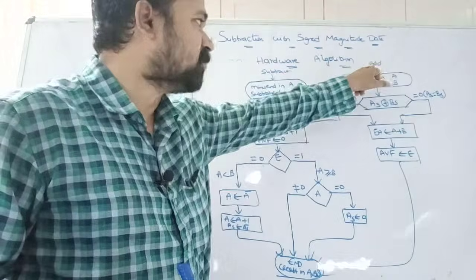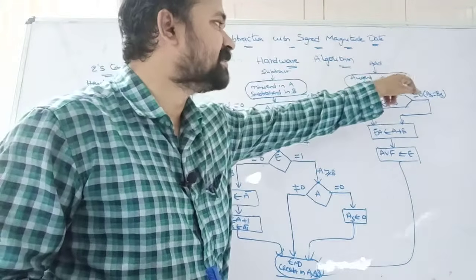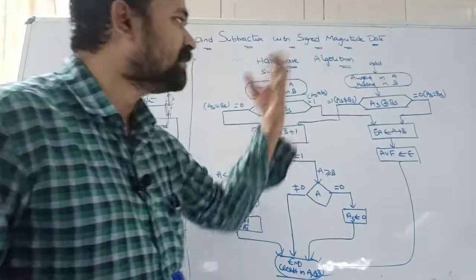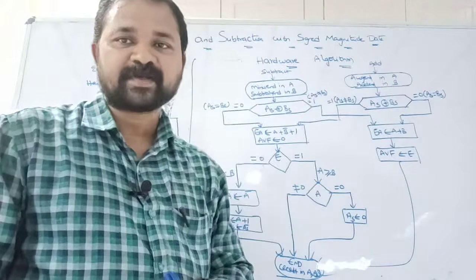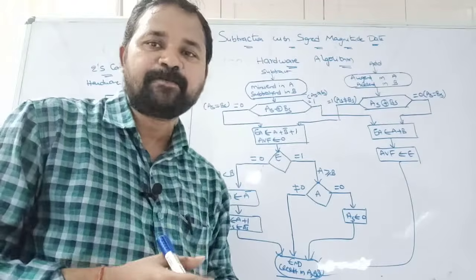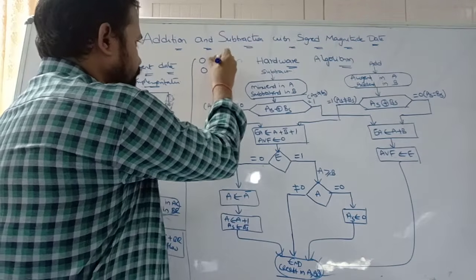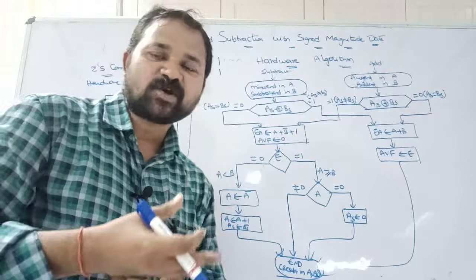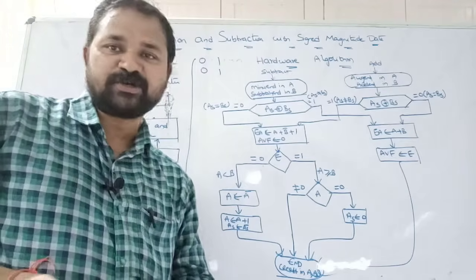So this is for the add operation, augend in A. So the first number is present in the A register, addend in B. The second number is stored in the B register. So we know the logic for the addition operation. If the signs of A and B are the same, meaning 0 0 or 1 1, 0 means positive, 1 means negative. If the signs of A and B are the same, then add the magnitudes.